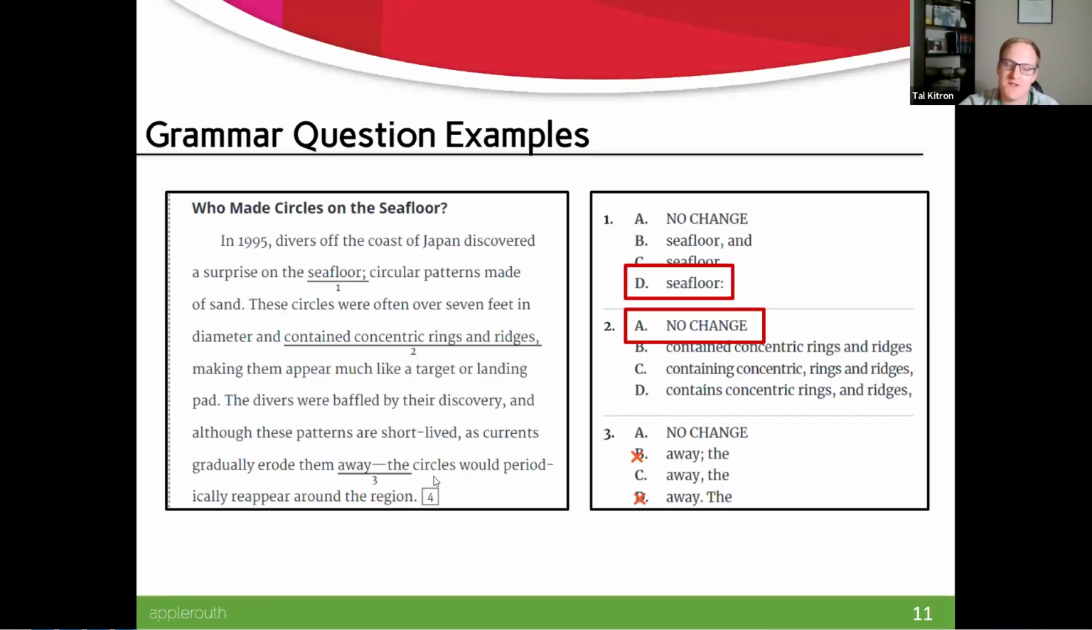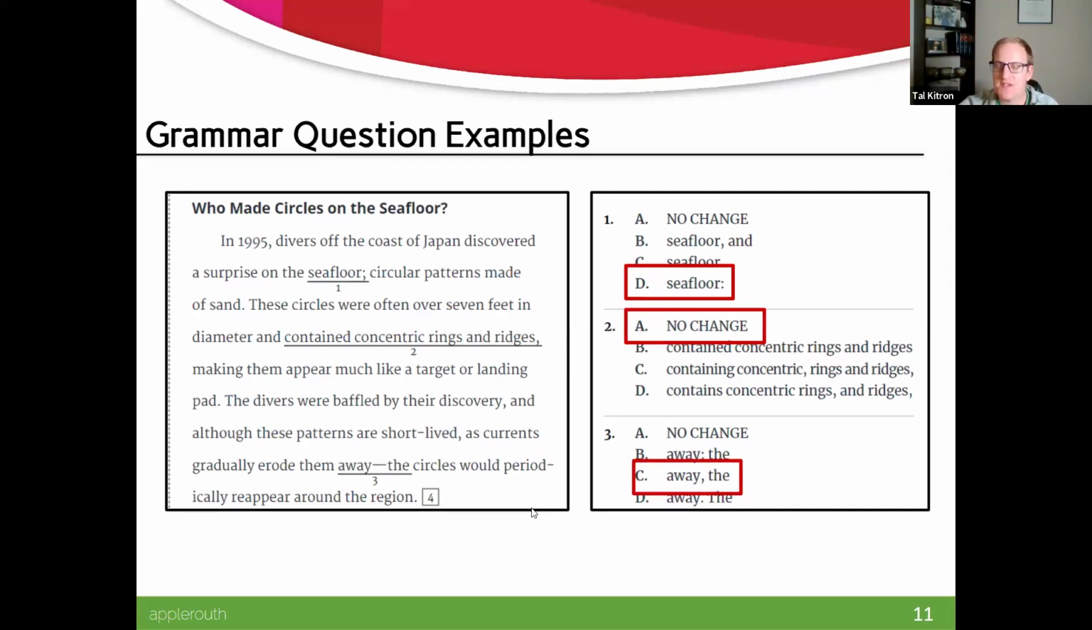Then we look at A versus C, a dash versus a comma. One dash usually calls for a second dash, not including short-lived, that's just a compound word. So here, these divers were baffled by the discovery, and although these patterns are short-lived, as currents gradually erode them away, the circles would periodically reappear. It's a ton of commas, but C does work here.